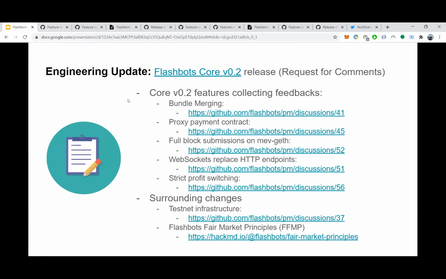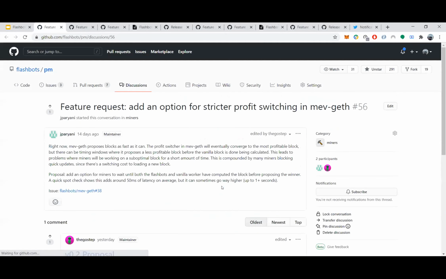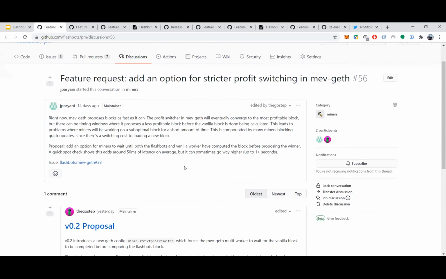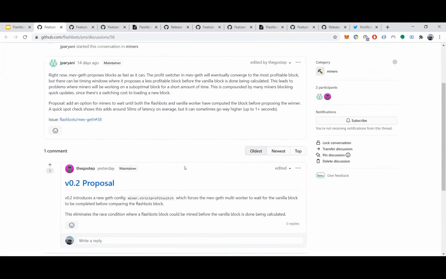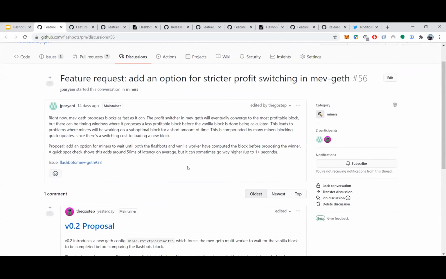And then finally, the strict profit switching. This has been to help further mitigate a potential race condition in which the Flashbots blocks get validated and processed faster than the vanilla blocks on MEV Geth. In particular, for miners who are running a second layer of profit switching on top of MEV Geth, they might not update their blocks as frequently, and so they might be mining on a suboptimal Flashbots block for longer than they would otherwise.